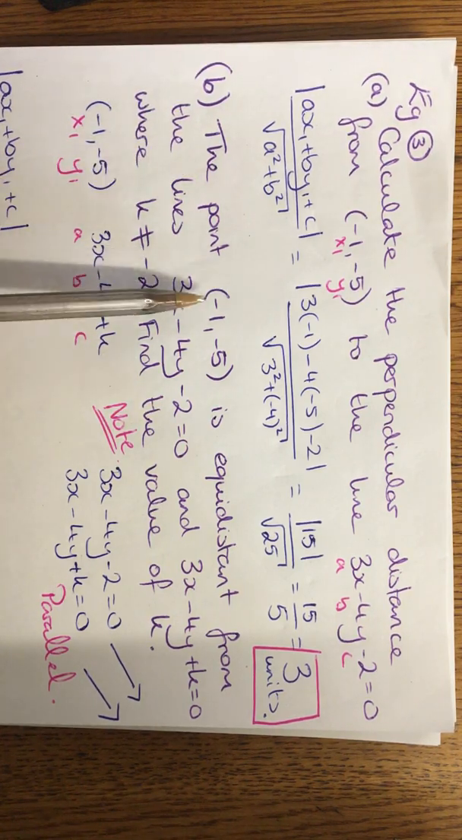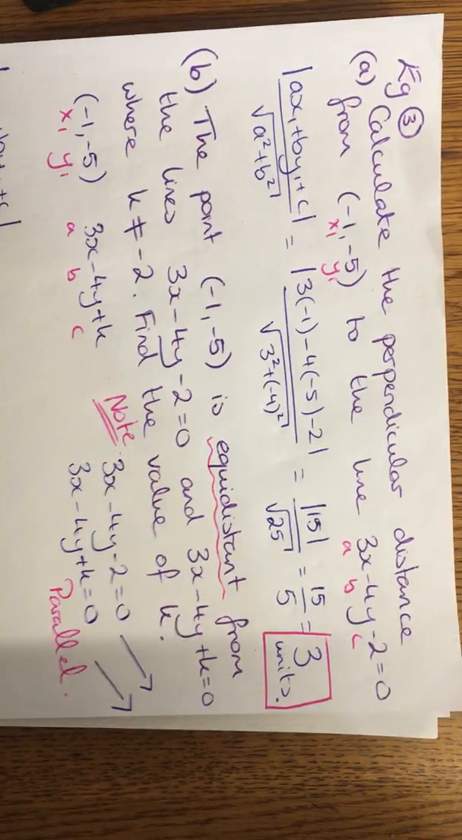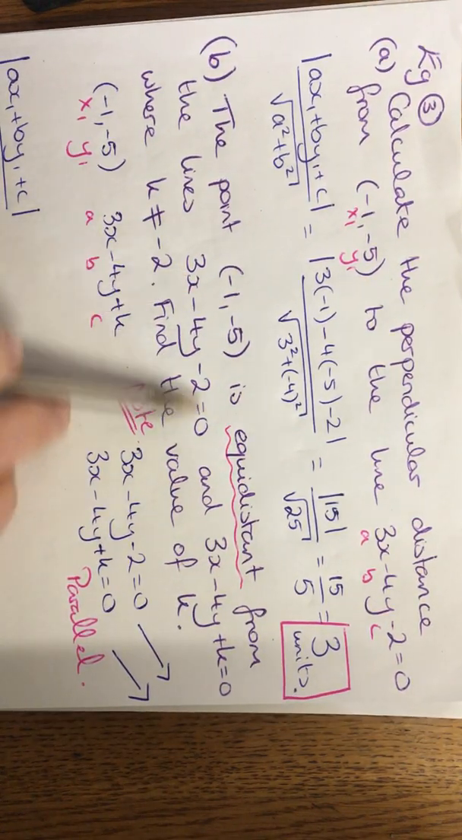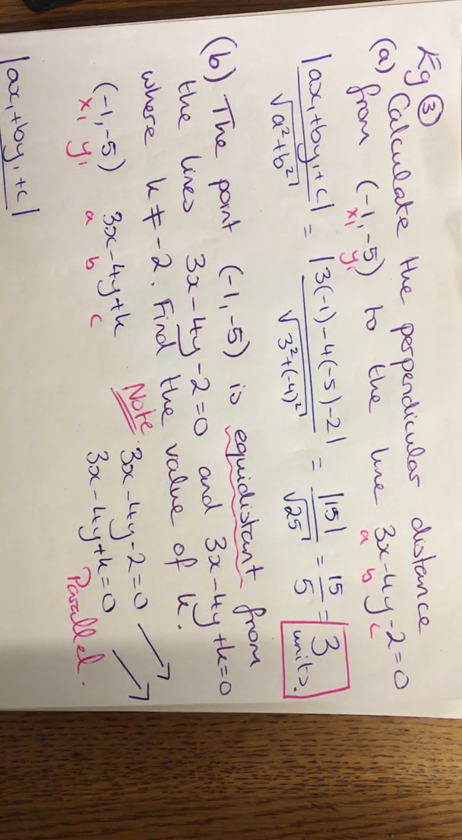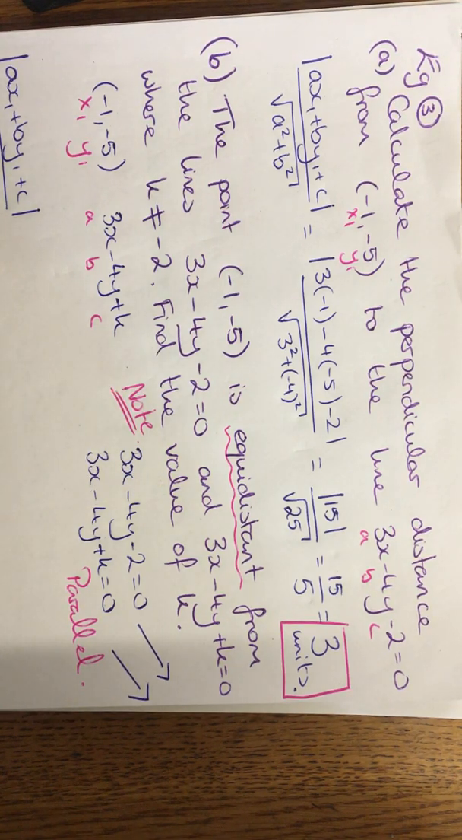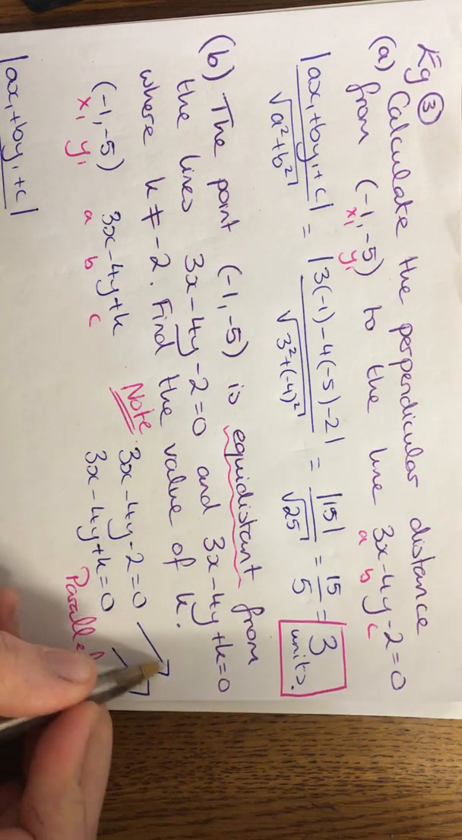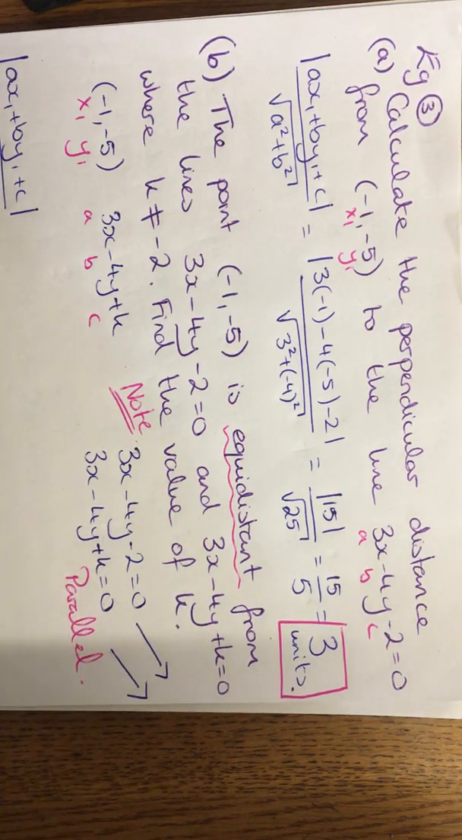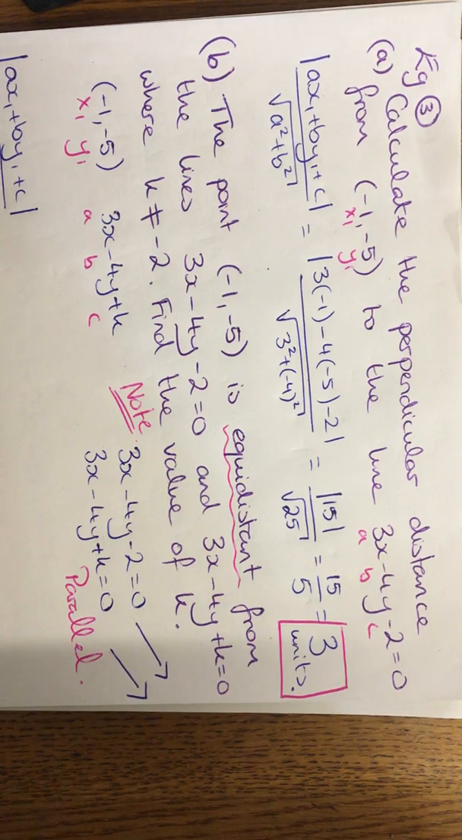The next one. So the point -1, -5, which was that one, is equidistant. So we said that meant the same distance from this line, which was the one we had above, and this line here, where k is not equal to -2. Find the value of k. Okay, so what we're saying basically is that here are my 2 lines. So they are parallel to each other. How do I know that they're parallel to each other? Because they have the same slope.